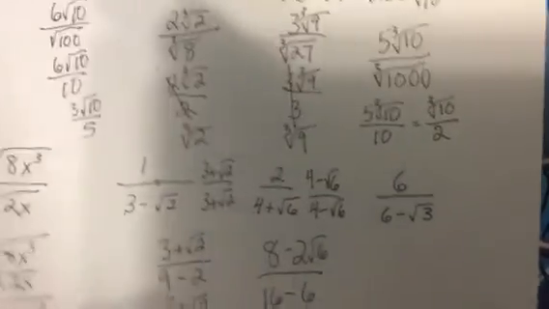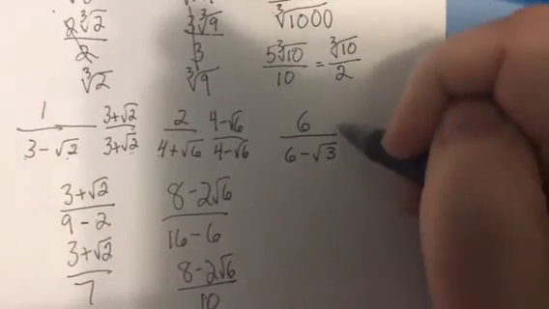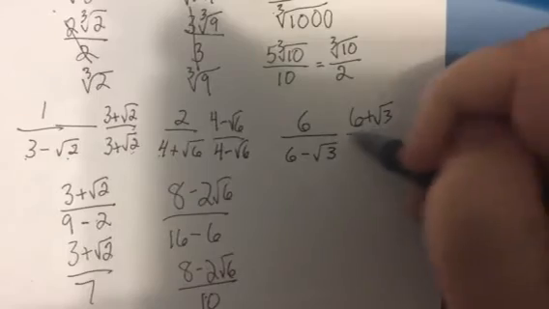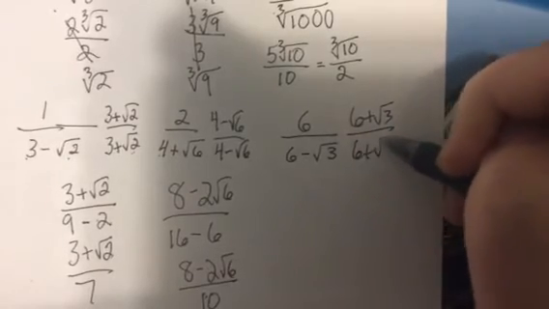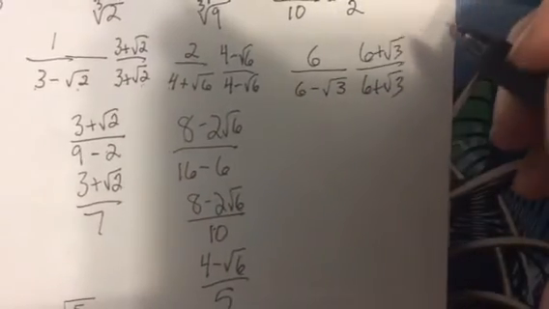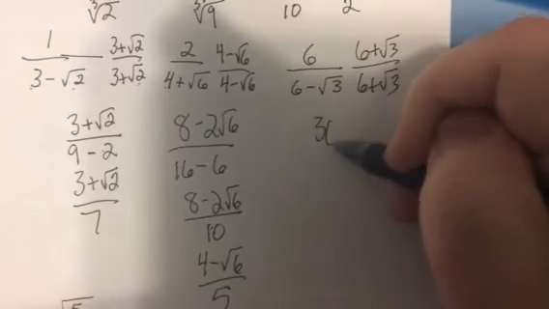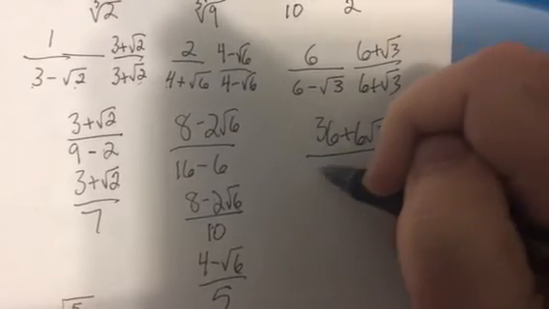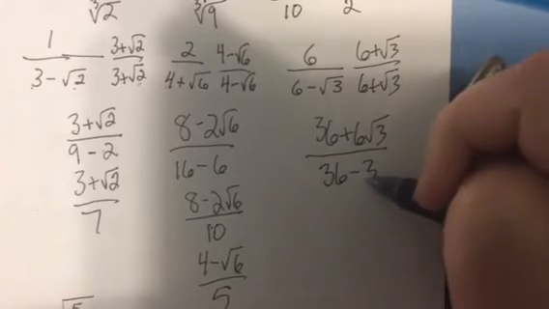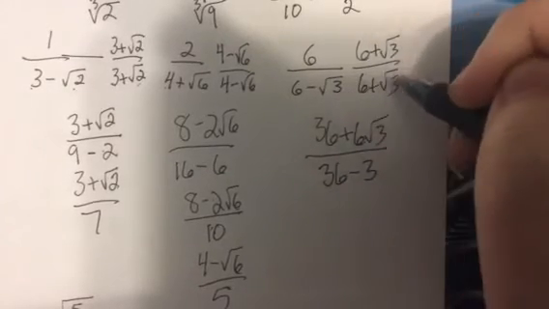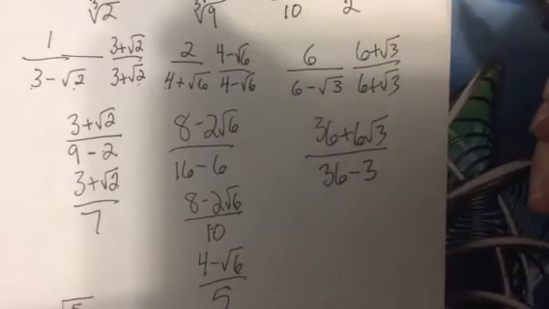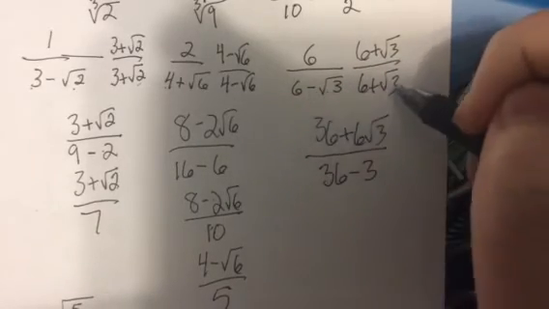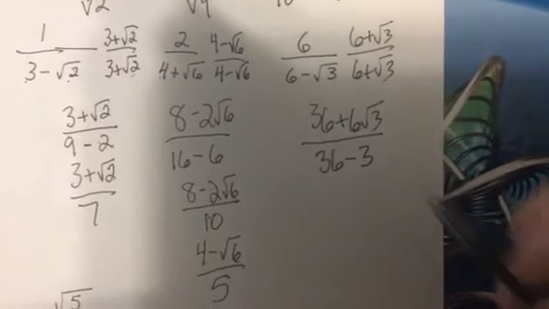And then the last one here. So again, you just switch the middle sign, 6 plus square root of 3 over 6 plus square root of 3. So that'd be 36 plus 6 square root of 3 over 36 minus 3. Minus 6 square root of 3 plus 6 square root of 3 goes bye-bye. 6 times 6 is 36. Minus square root of 3 times square root of 3 will be minus square root of 9, which is 3.